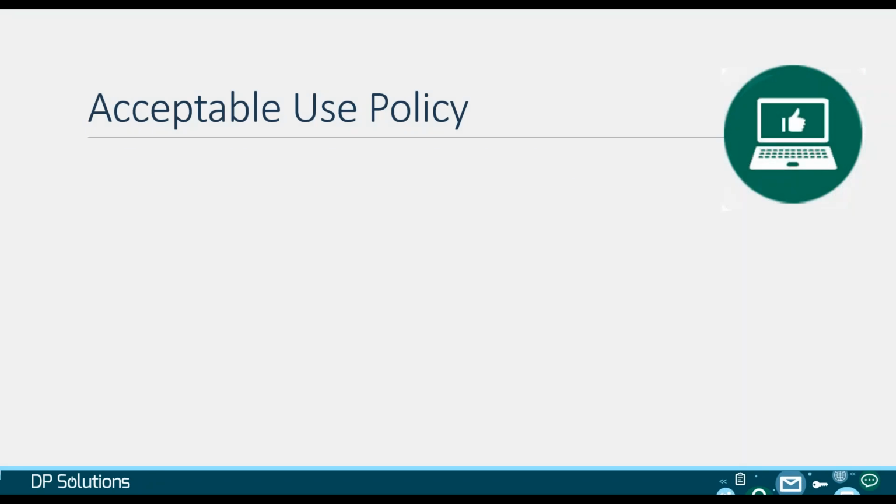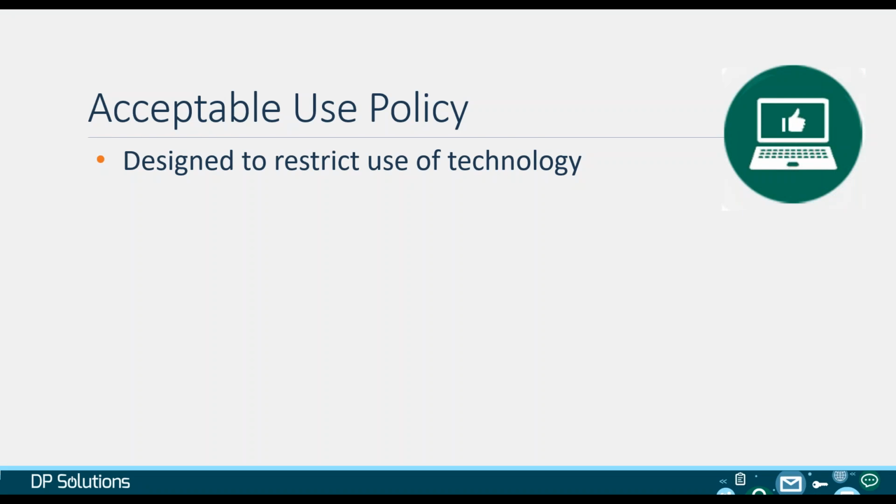The first policy I want to talk about, and it's an extremely important one, is the acceptable use policy. Essentially, the rules that govern what people are allowed to do with the technology they have. It's designed to restrict the use of technology, in particular anything that touches an organization's data. We're saying, hey, you've been given the keys to the car. Here are the rules, right?